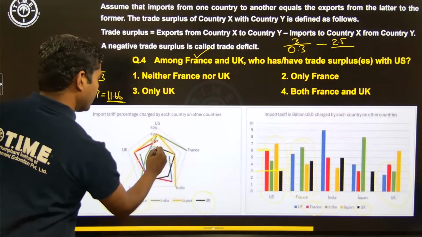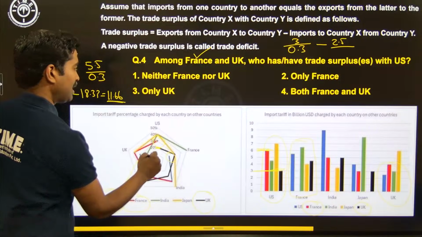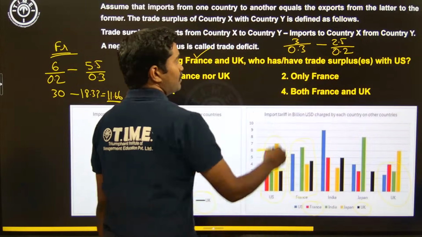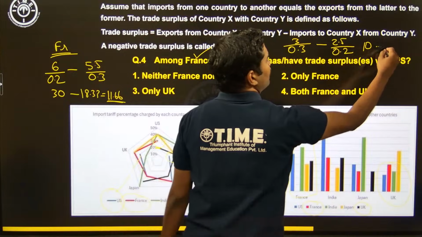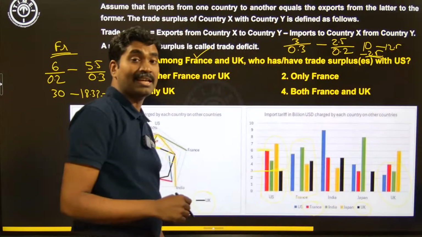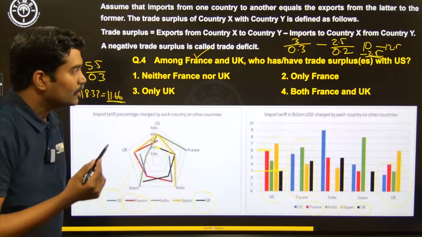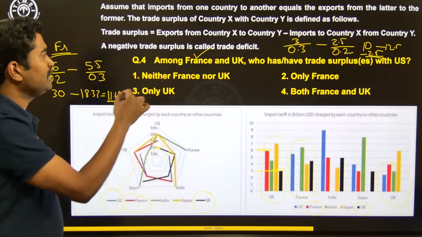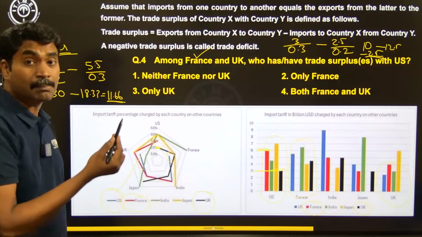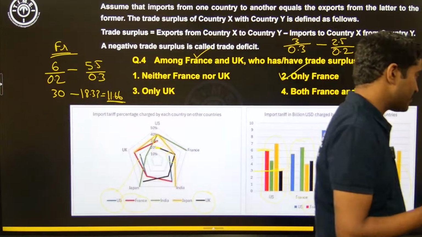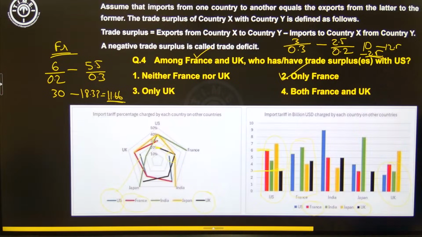Black line when it meets the US. This is 20% by 0.2. Right? So I have 10 minus 12.5 minus 2.5. So that is definitely a trade deficit. UK is exporting less but importing more. So among these, who has or have trade surpluses with the US? Option 2, only France. So that concludes the first set.